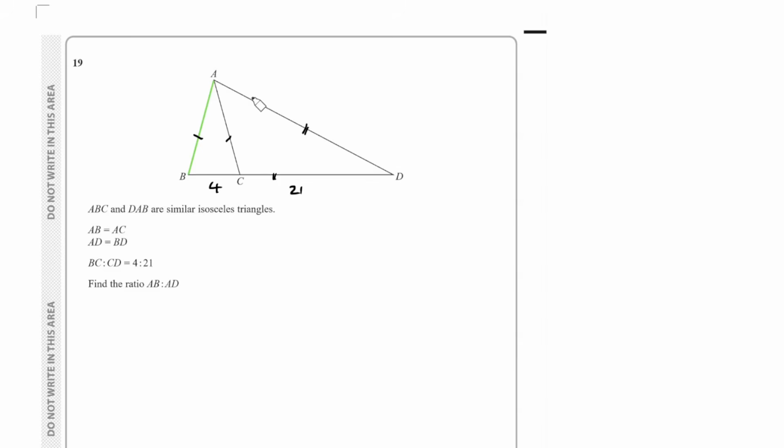So this side is comparable to AD, and AC is comparable to BD. So therefore, technically, BC is comparable to AB. So the whole of BD would be 25. Again, not in a literal measurement sense, but in terms of the scale of the ratio. BD would be 25 because you add those two together. And then because we've got an isosceles triangle, BD is the same as AD, isn't it? So that's also 25.